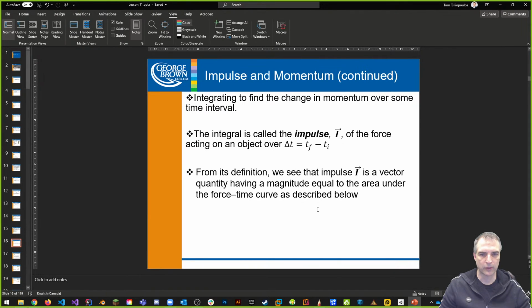So when we think about impulse, it is the integral, the area under the force-time curve, the amount of time that we're applying the force. This is called impulse. So impulse is actually the integral of the force curve. Okay, that's what it is. Impulse is a vector quantity having a magnitude equal to the area under the force-time curve.